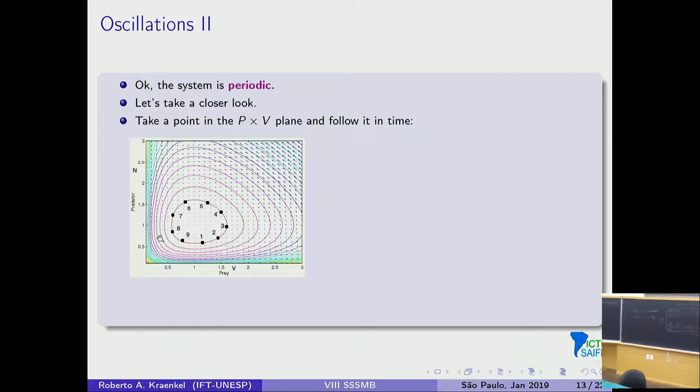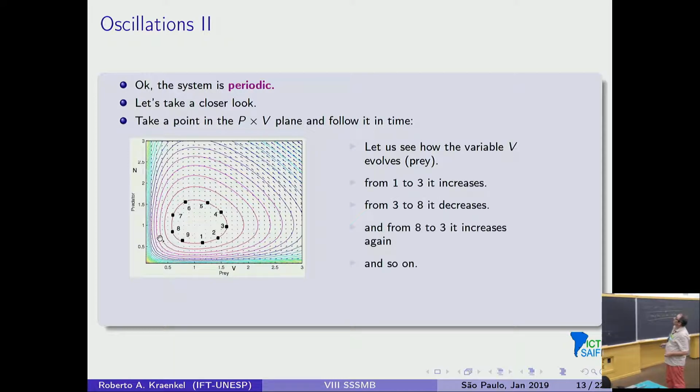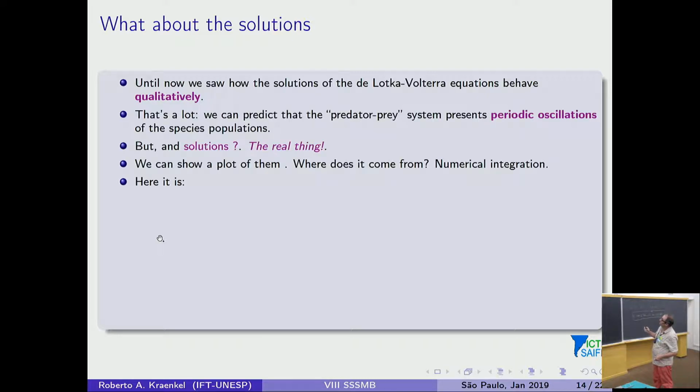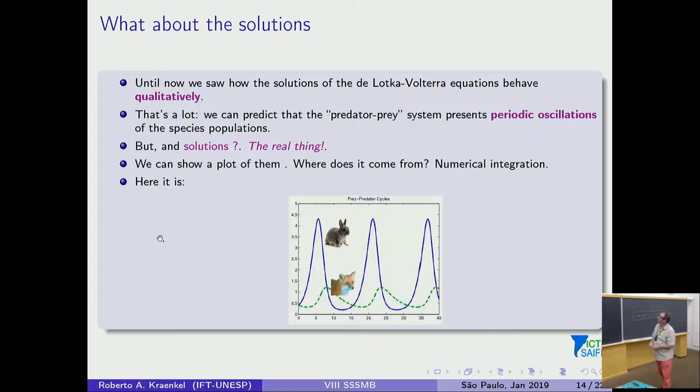So the solution, if you want a plot of the solution in time, say for P, for instance, it has to do something like this, going up and down in a periodic way. So it will be periodic, and V has to do the same thing. Now, you could ask, is this reasonable? I think I have a nice plot of solutions here with the hare and the fox. So you see that there are oscillations up and down of both populations.